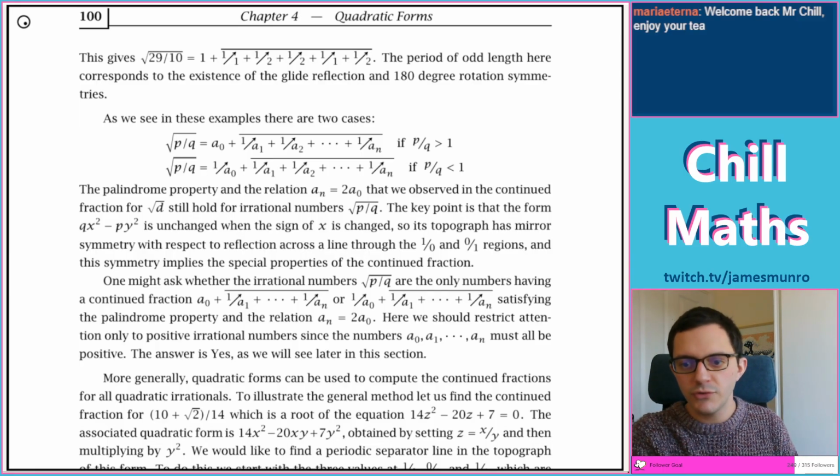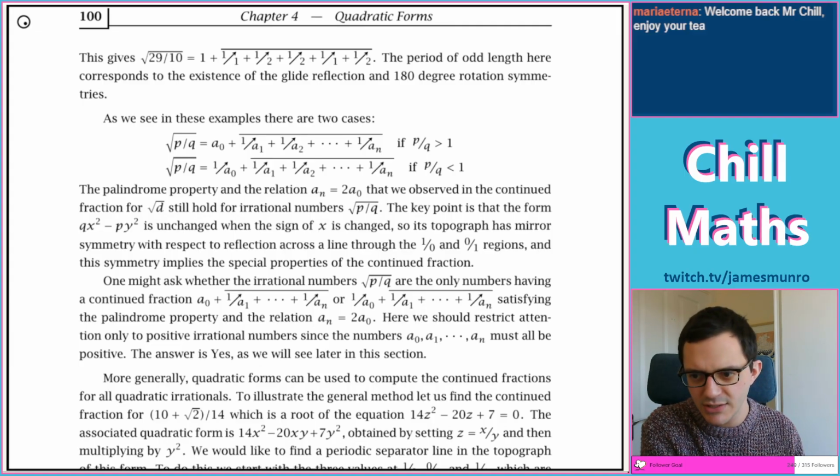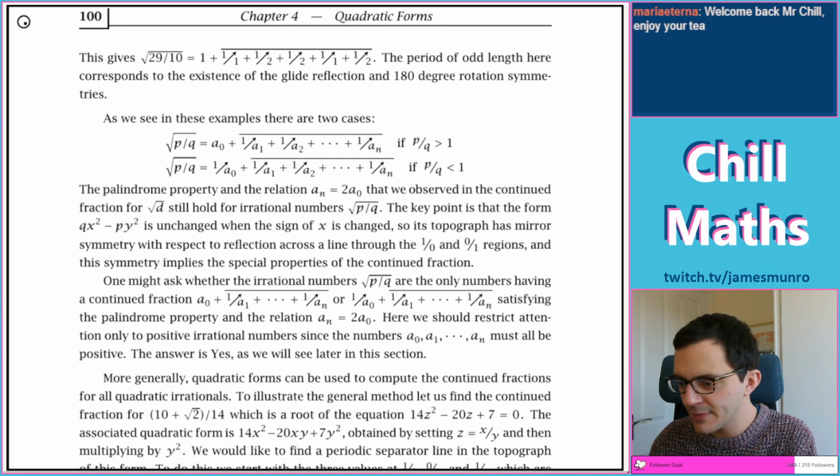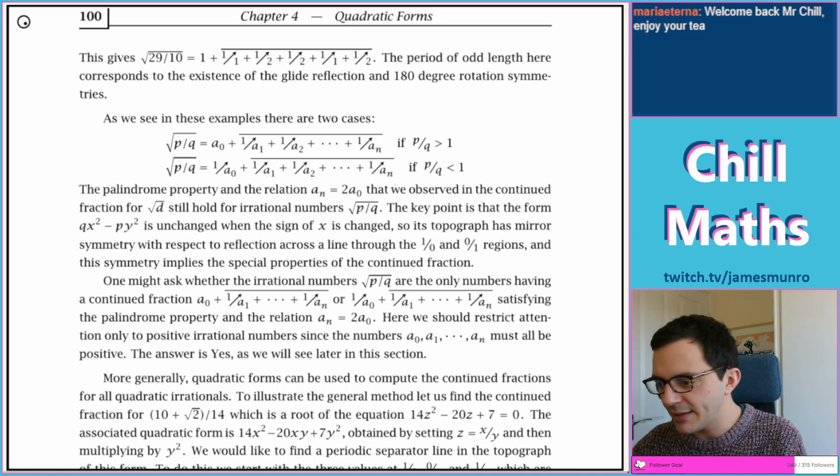So, 2 cases. I skipped quite a lot of text there, didn't I? But 2 cases, depending on whether the fraction is bigger than 1 or not, which is a sort of message we've met before. Yeah, good to be back.